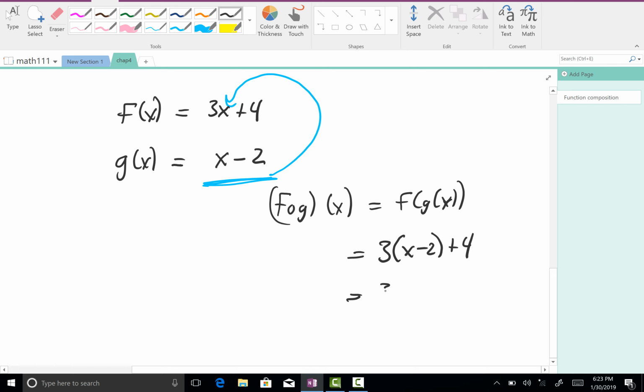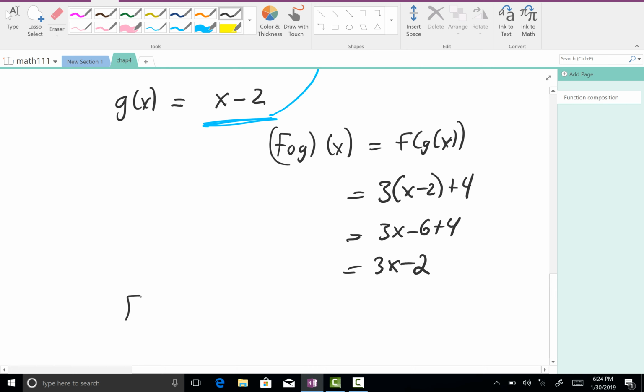And then I'm just going to distribute and do a little bit of algebra here, and there it is. And that's basically all you're doing, just taking and substituting one function into another. That's really all there is to it. Well, let's do some more.